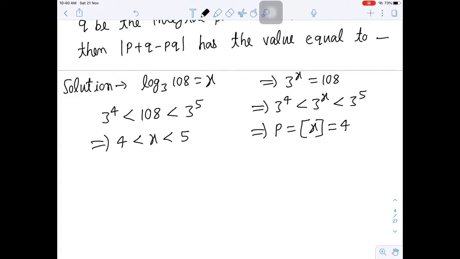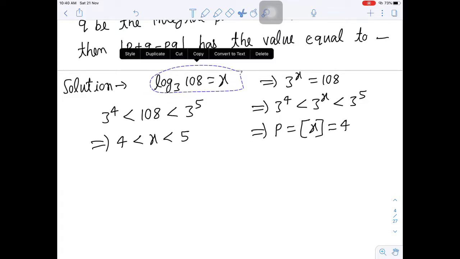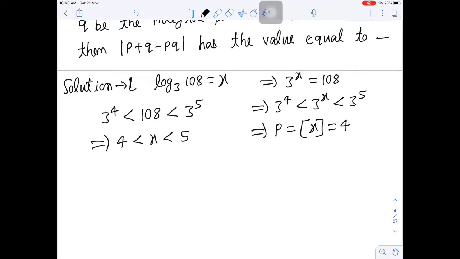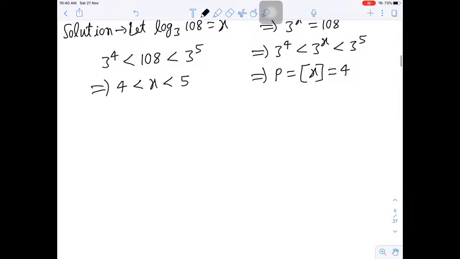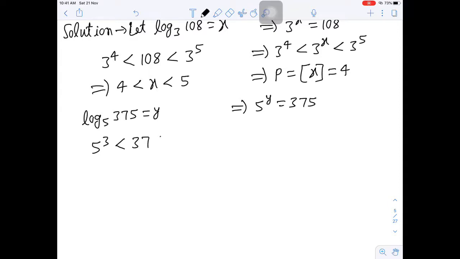Similarly, if you take the other log term, which is log 375 base 5, so log 375 base 5 is y. Now you will get 5 to the power y equal to 375. Now the power of 5 which is less than 375 is 125, or 5 cube, and the one greater than 375 is 625, or 5 to the power 4.